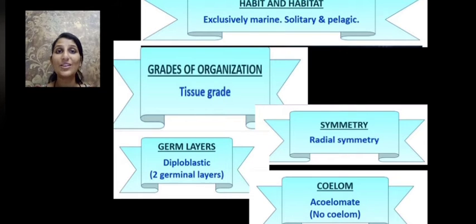Radial symmetry means, what do you mean by radial symmetry? The body can be divided into two equal halves by a plane which passes through the central axis. And the germ layers, they have two germ layers, that is the outer ectoderm and the inner endoderm. And an undifferentiated layer called mesoglea is present in between the two. And they lack a coelom. A body cavity is absent in the case of Ctenophora, so they are acoelomate.